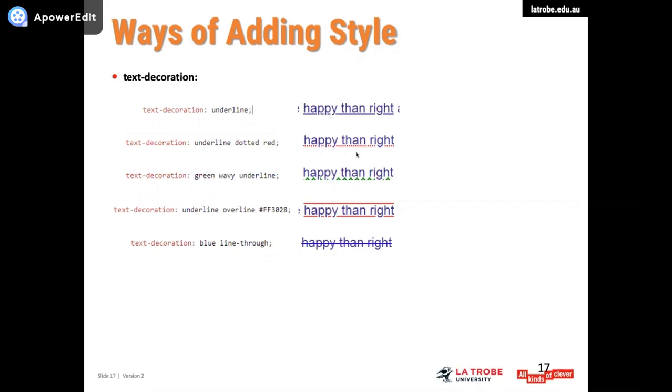You can also change to the wavy style, or do both underline and overline, followed by the color of the underline or overline. Or you can do the cross line. You can use line-through to do the cross line, or followed by the color. This color can be before or after the keyword, so our browser can automatically recognize the meaning of your text decoration.